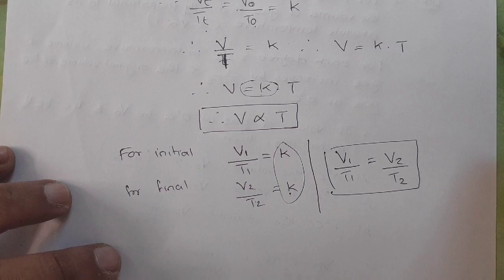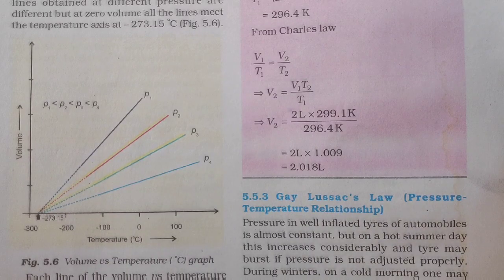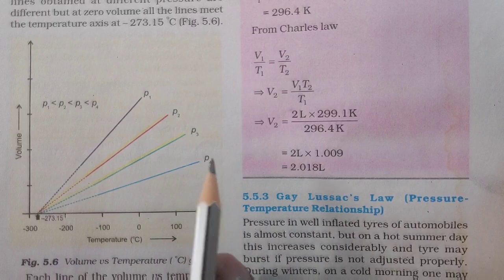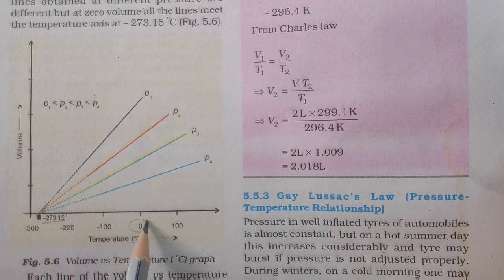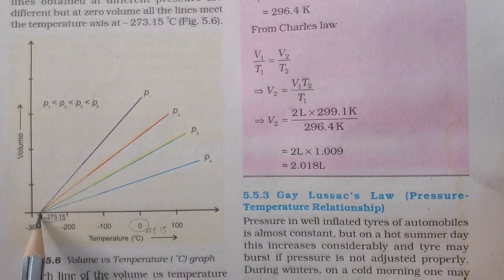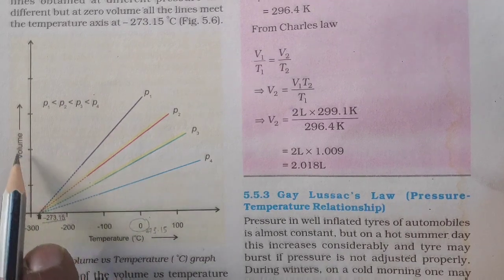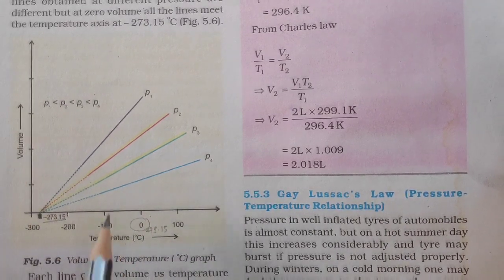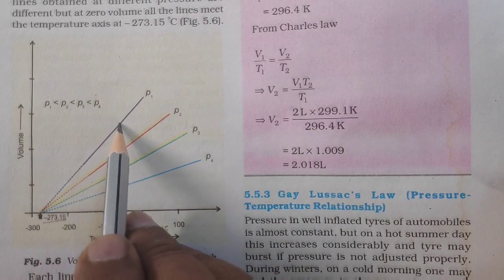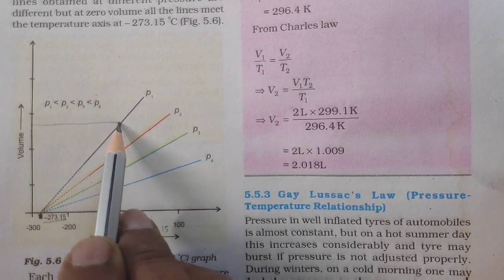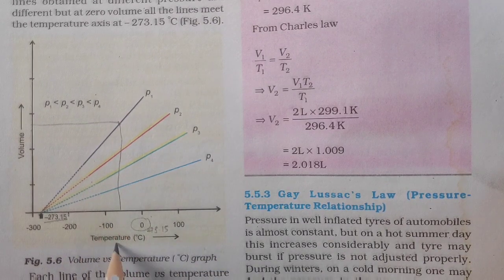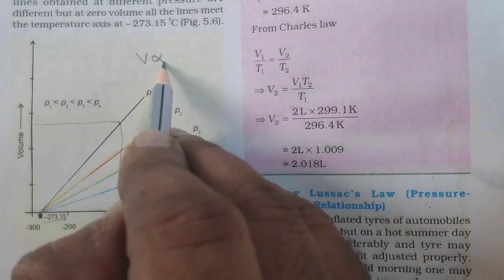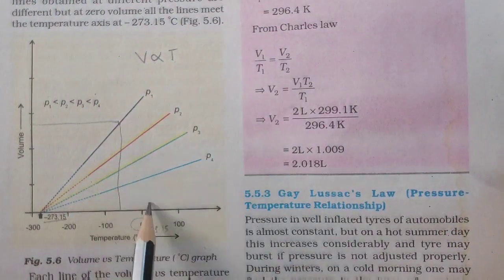Now the next part. Suppose you draw a graph for this. You can see this is minus 273.15, this is 0 degrees Celsius, and this is 273.15. So suppose we draw a graph of volume against temperature, taking pressure constant at P1. You will see that with the increase in volume there is also an increase in temperature, which means volume is directly proportional to temperature, as we can make out from this.